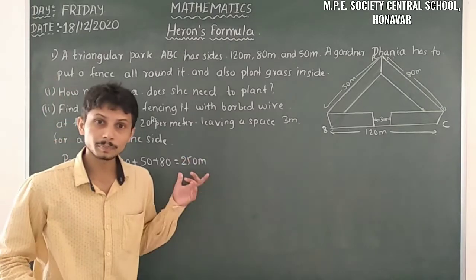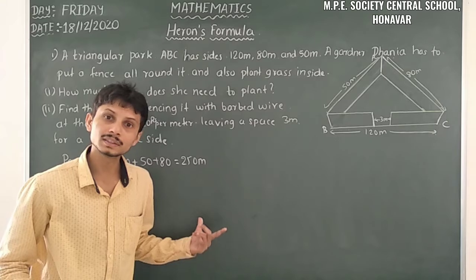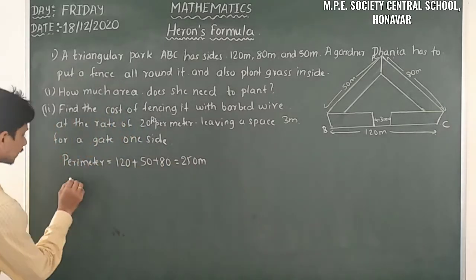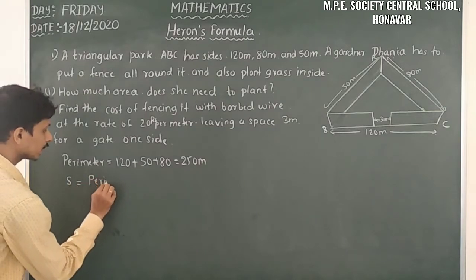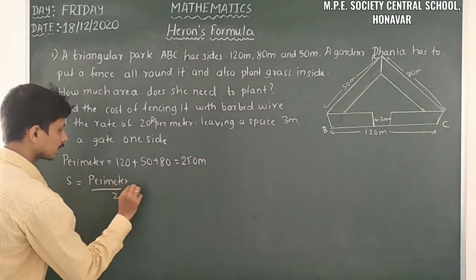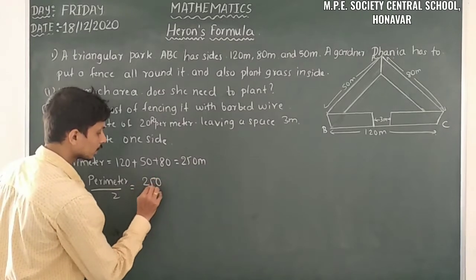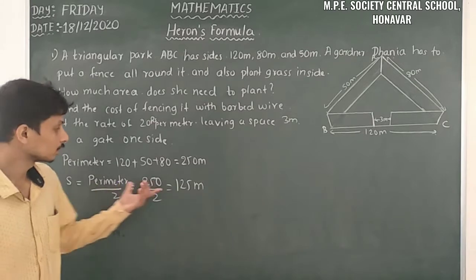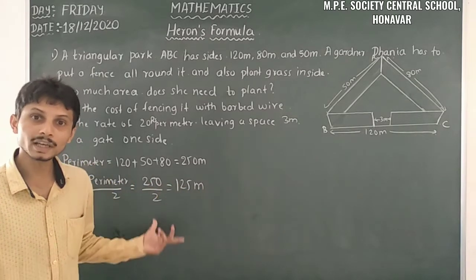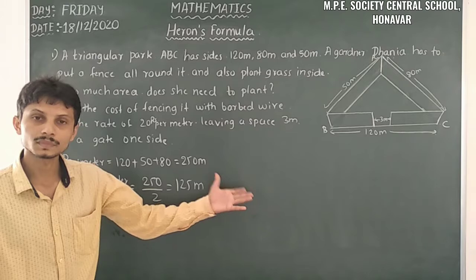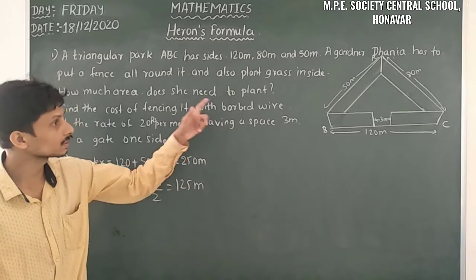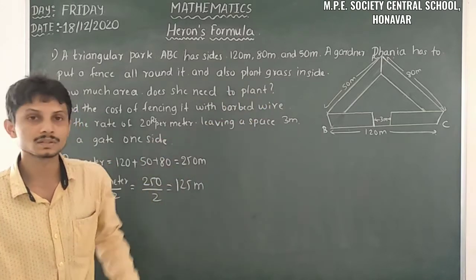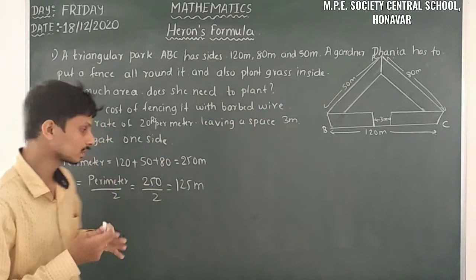When we have the perimeter, we can take the semi-perimeter. We calculate the semi-perimeter by dividing it by 2. That is, S is equal to perimeter divided by 2. So what is the perimeter here? It is 250 divided by 2, which is equal to 125 meter. So we have the value of S here. Using Heron's formula we can calculate the area of this triangular park, and we can take the value of a equal to 120, b equal to 50, c equal to 80.